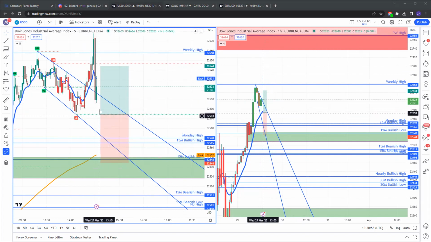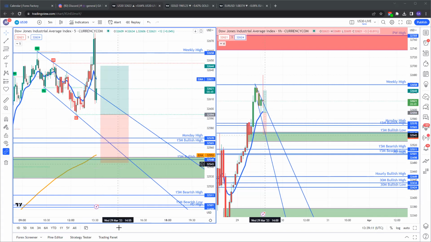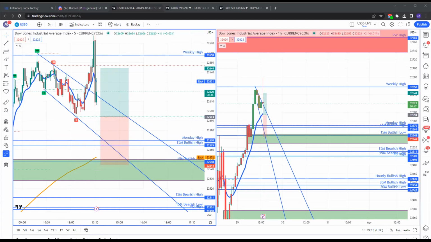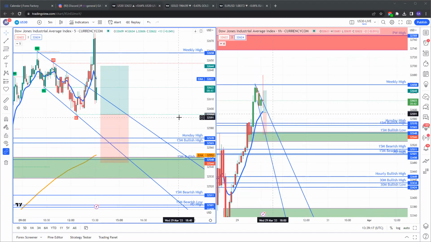So we need to be careful, because if US 30 breaks this 9 EMA, so if US 30 comes down here and we do get a strong 5 minute candle that's bearish and breaks below this zone, US 30 might start dipping heavily. So we do have some trend lines to the upside here that are holding US 30 up.